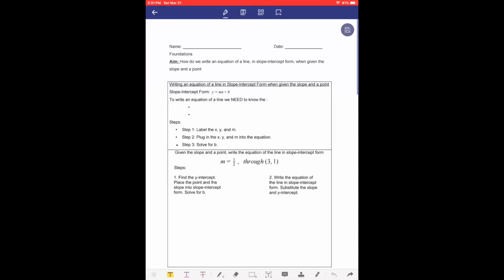Today we are going to learn how to write an equation of a line in slope-intercept form when given the slope and a point. So slope-intercept form is y equals mx plus b. That we've learned already. To write an equation of a line, we're going to need to know two things. So those two things are your slope and your y-intercept.